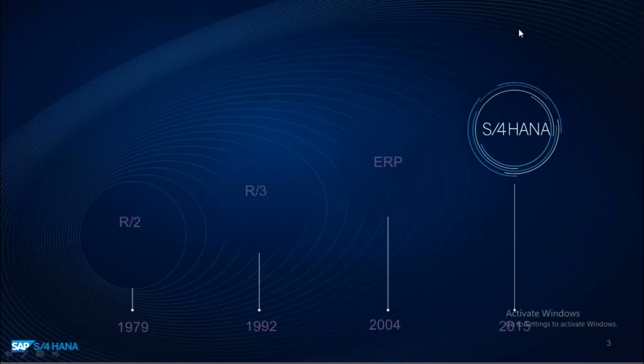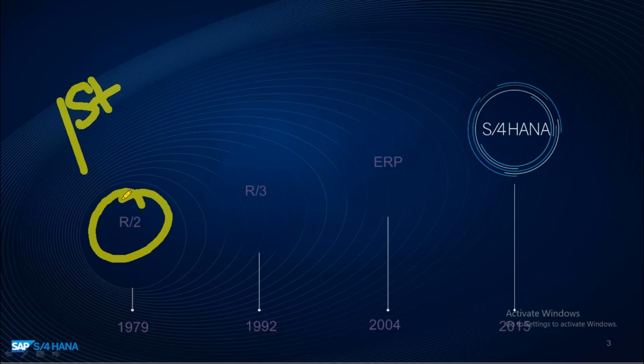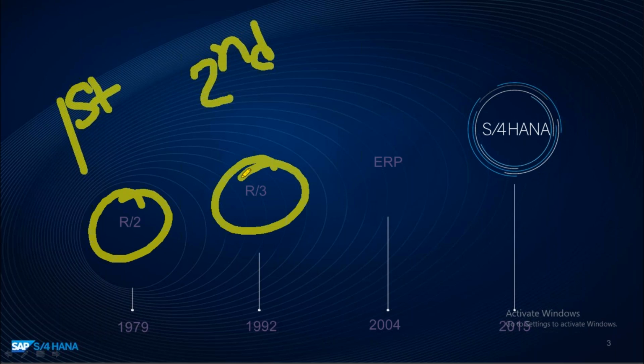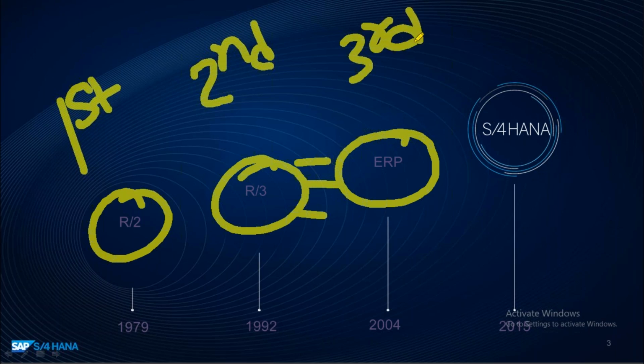Now, with the next slide, we have here the various generations of the SAP. The first generation is the R2, the real-time two-tier architecture. The second generation is the R3 with the real-time three-tier architecture. So you have reporting layer, application layer, and database layer. And then the ERP is the SAP third generation.